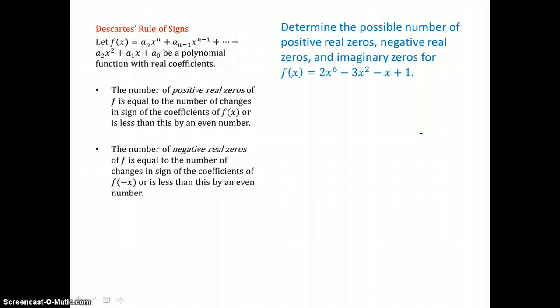Here we're going to determine the possible number of positive real zeros, negative real zeros, and imaginary zeros for this function f. We know that it can have 6 zeros, that it has to have 6 zeros, but how many positive zeros can we expect? Negative zeros, and imaginary zeros. We'll make a little chart to determine the possibilities.